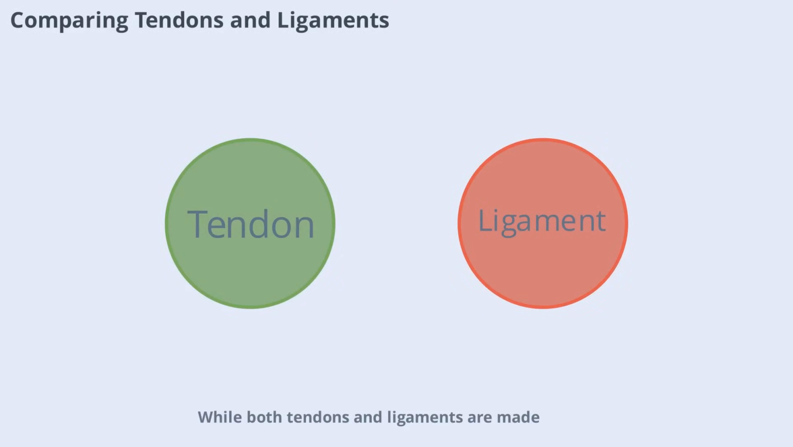Both tendons and ligaments are made of connective tissue and are slightly extensible. Their roles in the body are quite different. Tendons transmit the force generated by muscles to bones, enabling movement, whereas ligaments stabilize joints by connecting bones to each other. Both are essential for healthy joint function, but their unique structures are tailored to their specific tasks. Understanding these differences helps us appreciate the complexity and efficiency of our musculoskeletal system.